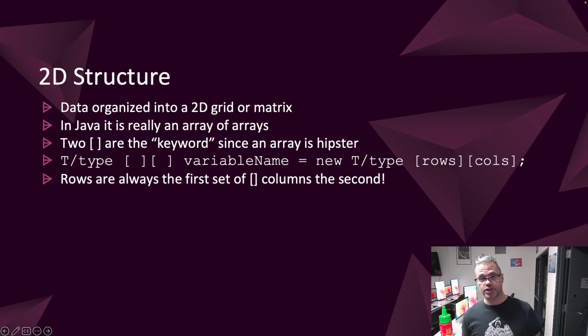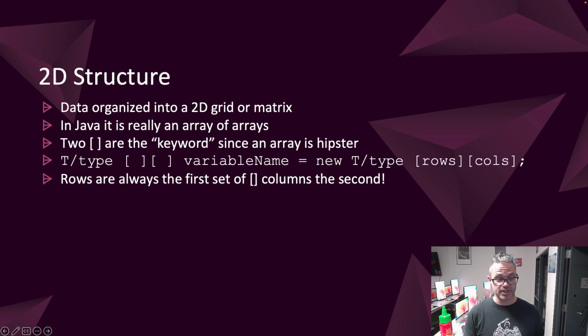A 2D array is a data structure, so it has a 2D structure, and we have data organized into either a 2D grid or matrix, which is how we often look at it. And in Java, it really is just an array of arrays, and we'll talk more about that as we go through this. We don't have a keyword because, again, it's just like a regular array in Java. There's no actual keyword. We have two sets of square brackets instead because arrays are hipster. And we can either store primitives or objects inside that.